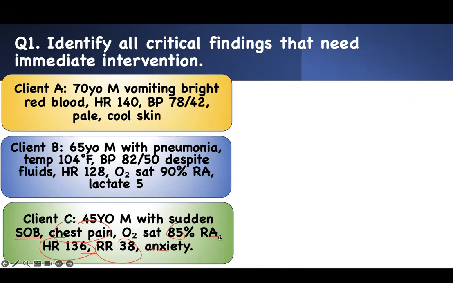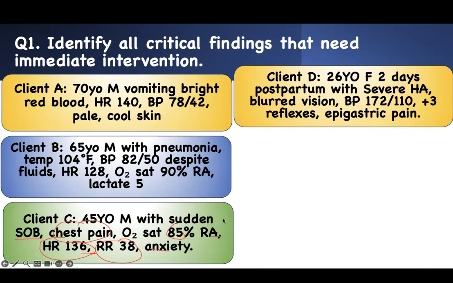You cannot pick everything. But this is the thing. You got to pick your poison. They're trying to trick you. They said all critical findings that need immediate intervention. If this guy is on oxygen and his sat is 85, I will worry. But he's in room air. If I give him oxygen, he may probably do better. So those are the things you pay attention to.